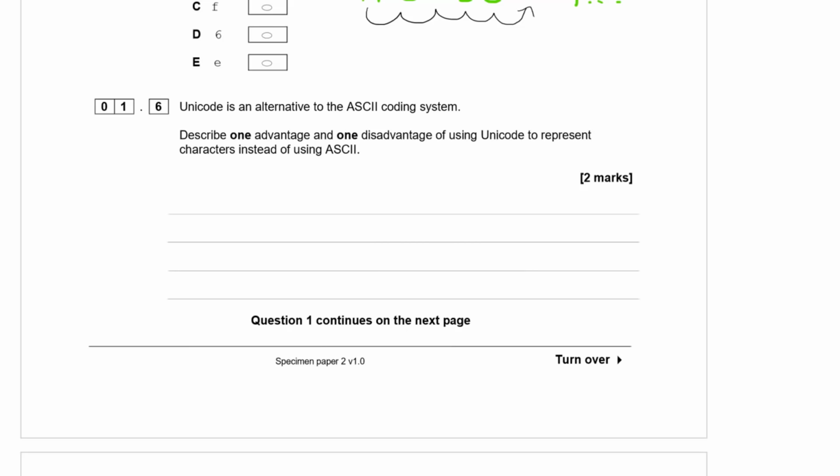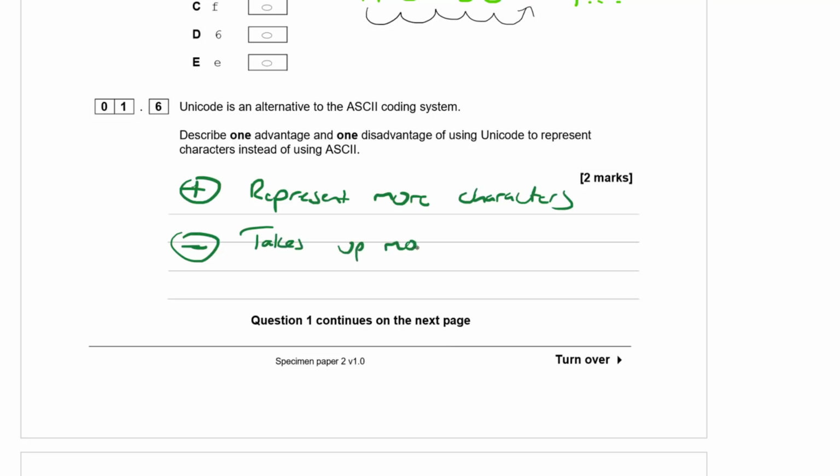Unicode is an alternative to ASCII. Describe one advantage and one disadvantage of using Unicode to represent characters instead of ASCII, for 2 marks. So very simple, just one advantage, one disadvantage. Unicode was brought in because ASCII couldn't represent all the characters needed. ASCII only uses 7 bits per character, so you end up with 2 to the power 7 combinations. So there isn't enough to represent barely the English language, let alone other languages. Unicode's more complicated because you pick and choose what you want, but let's say it uses 16 bits. So one advantage is you can represent more characters, and the disadvantage is it takes up more storage space because each character is represented by more bits.